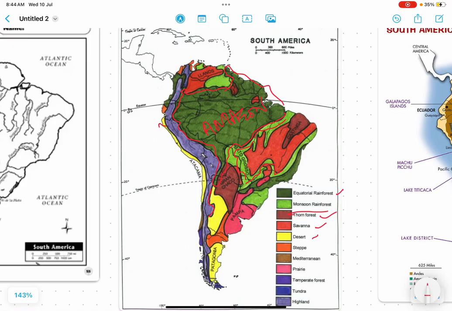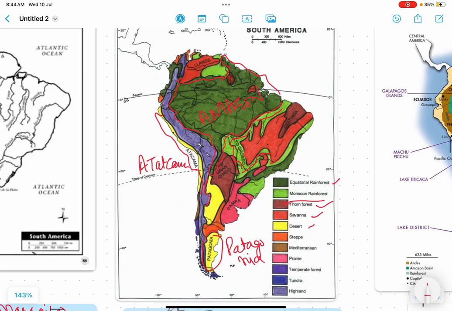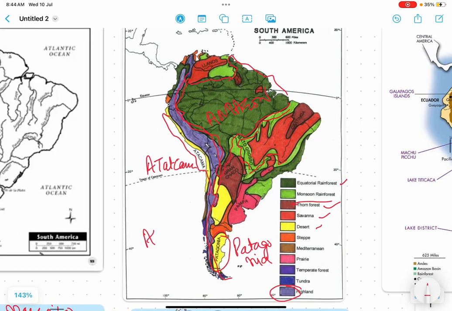You can see this is the desert. This is the Atacama Desert. This side Atacama, and right here at the bottom we have Patagonia Desert, right? We have highlands. These are the highlands. What do we call them? We call them Andes, right?